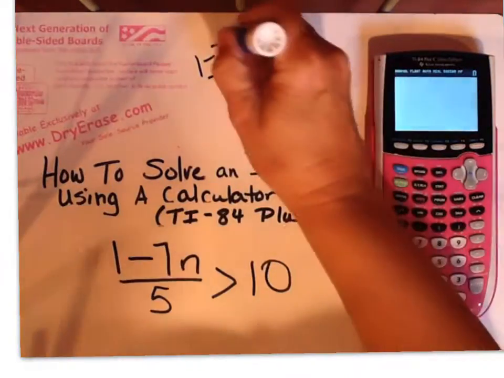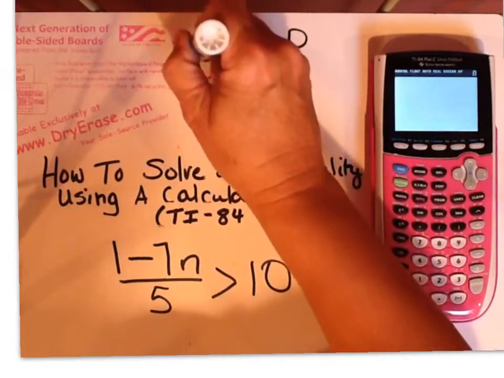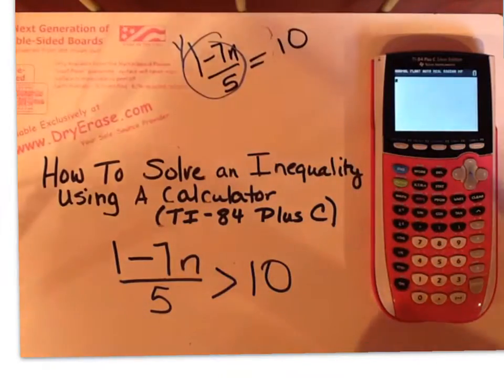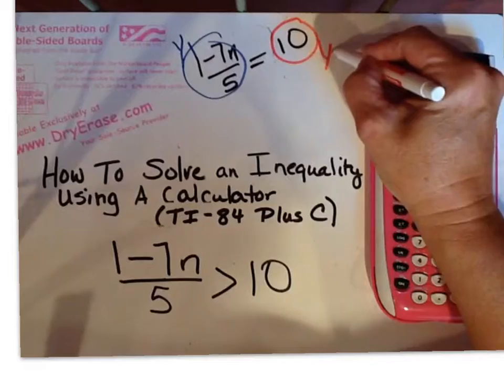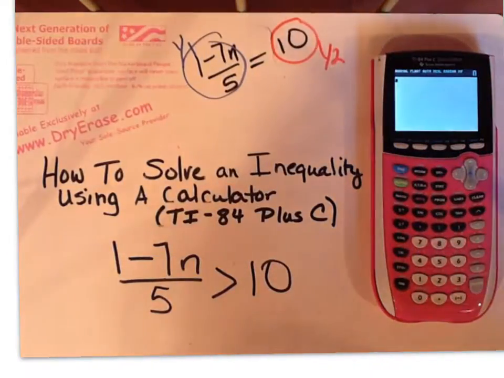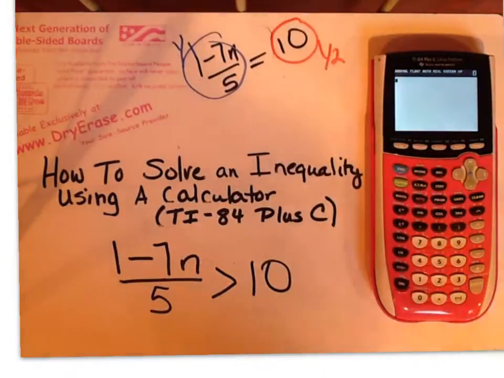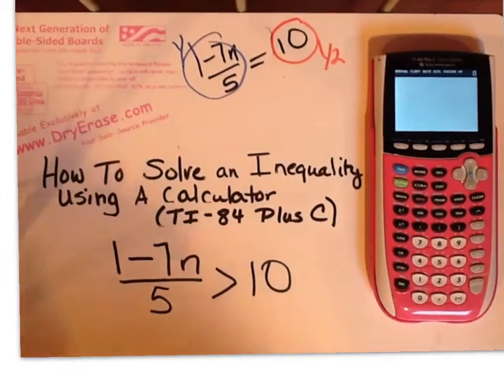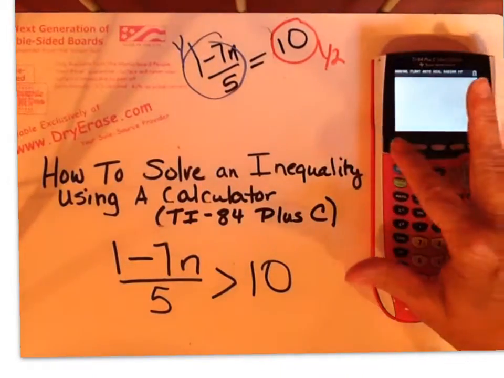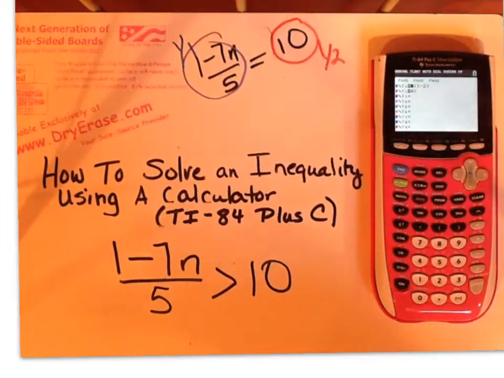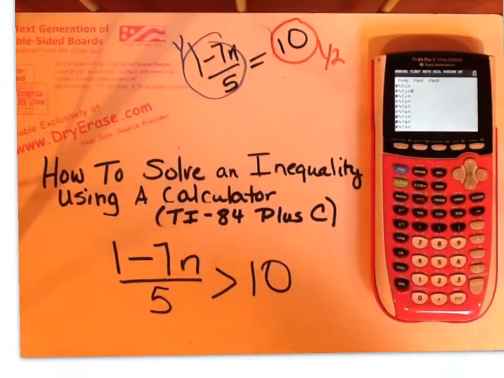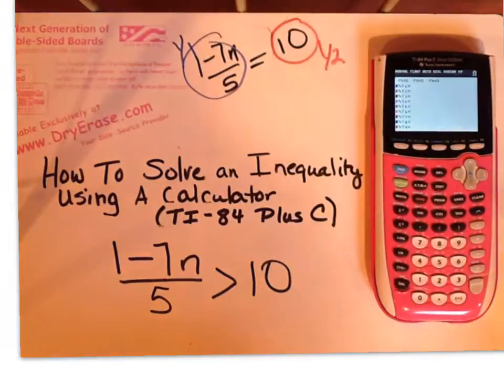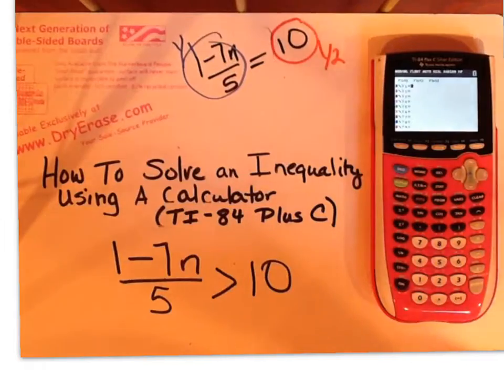We're going to take the left side and put that in y1, and we're going to take the right side and put it in y2. First of all, make sure your calculator is on. To solve an equation, we need to find out where they intersect, so we need to graph them. You'll have to clear anything that's in your y equals, and we're going to put y1 in first.